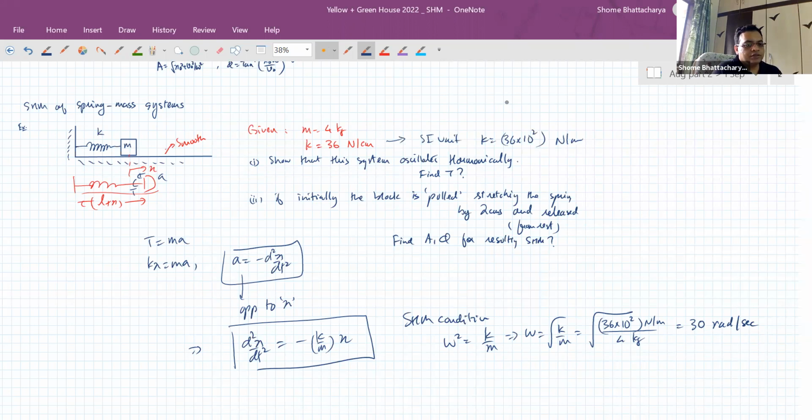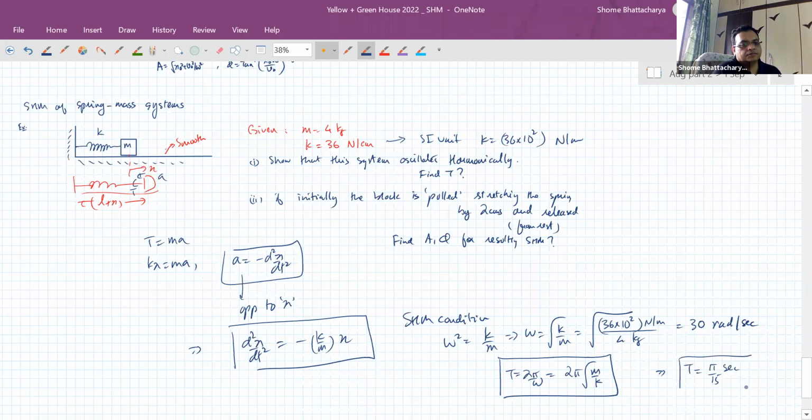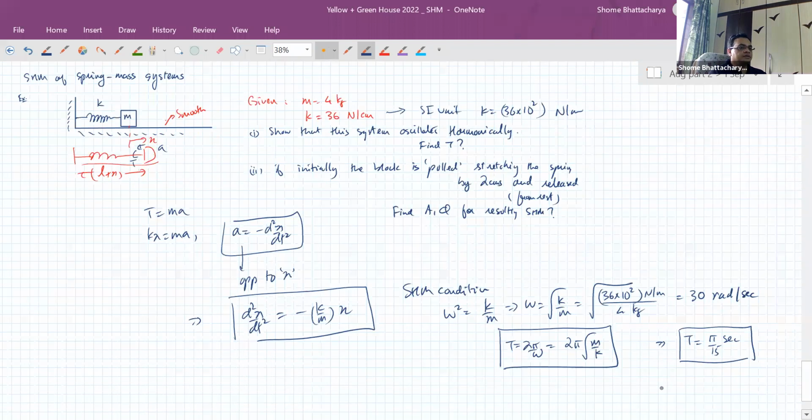From that you can see your time period is 2 pi by omega, or 2 pi under root m by k. You should also remember this parametrically. So in this case the time period becomes pi by 15 seconds, right? So it's quite a fast oscillation, as you can see, a short time period, high frequency kind of oscillation. And this is quite feasible, a typical spring can have a spring constant like this.